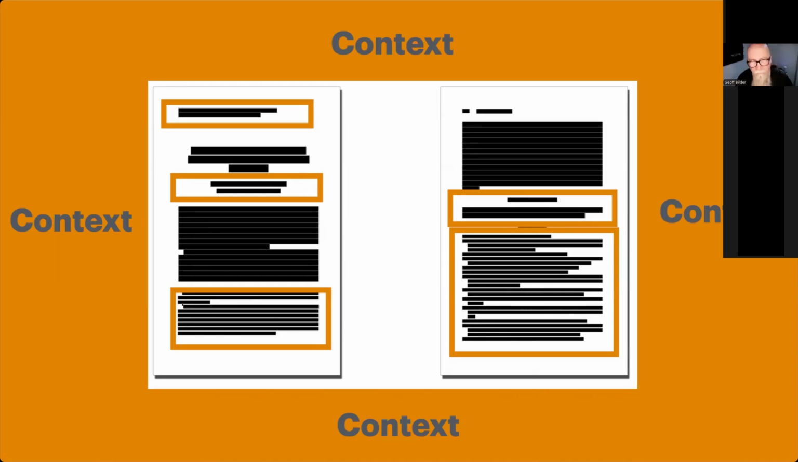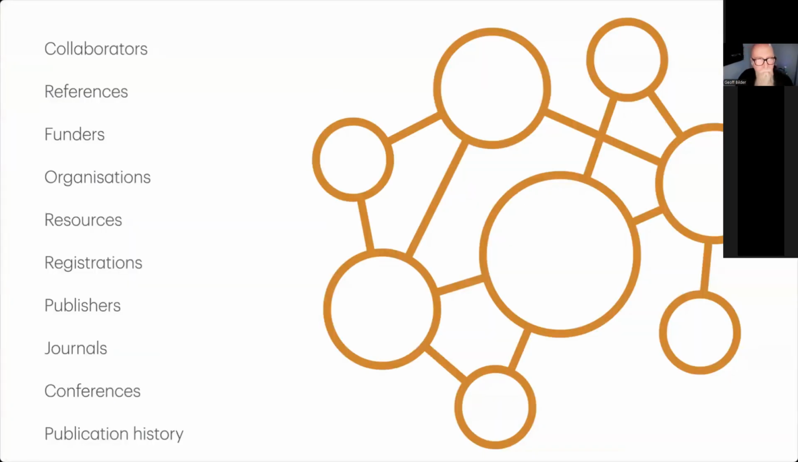Now, if you look at that context, and this has been talked about before by previous speakers, it usually lists a bunch of things that we consider important when we're trying to determine whether we want to invest the energy in reading something. It includes information about collaborators. It includes references to other material that support the claims, whether it's data or other articles. It includes information about funders. It includes information about organizations, the affiliations of the authors who wrote the content. It may link to particular resources.